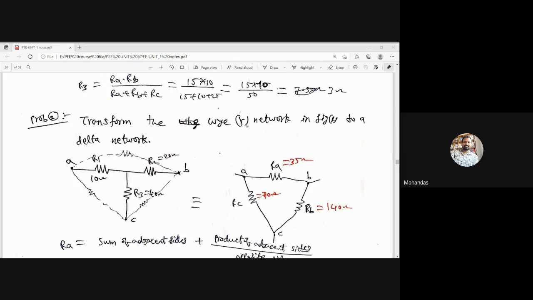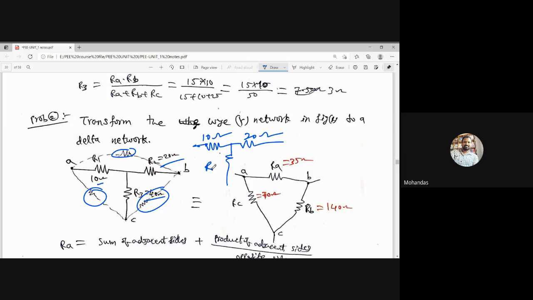Transform the Y or star network in the figure to a delta network. See here, don't draw this yet, first note this down. This is 10 ohm, this is 20 ohm and this is 40 ohm. Take just this one. Draw like this. This is 10 ohm, this is 20 ohm and this is 40 ohm. This is terminal A, B and C. This is a T network. T network is the same as a star connected network.